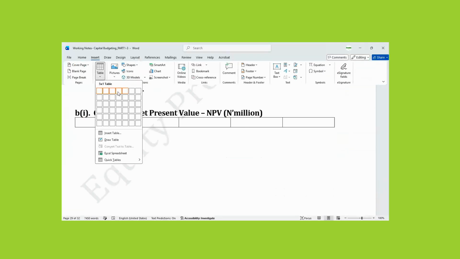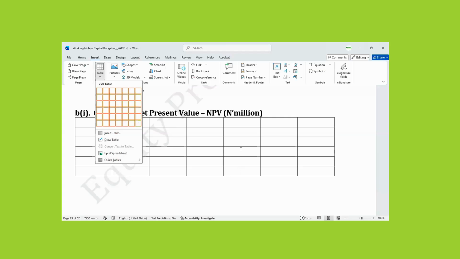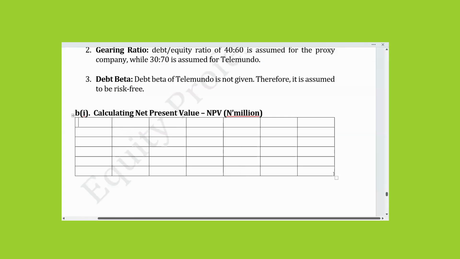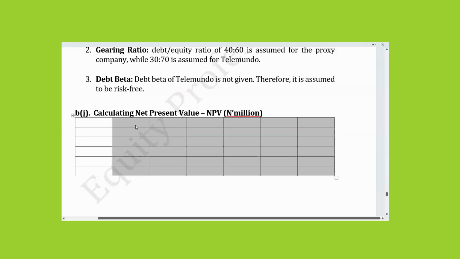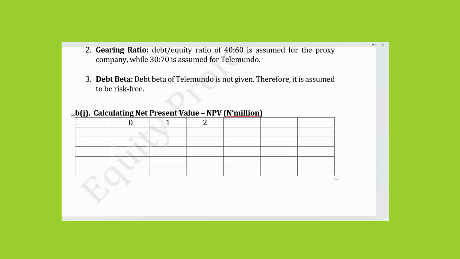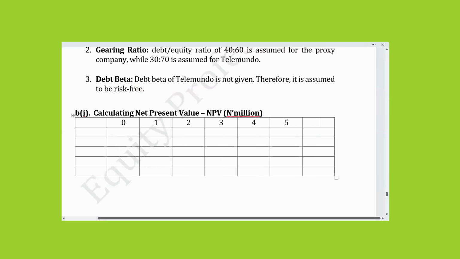Description, year 0, year 1, year 2, year 3, year 4, year 5. Then I will have an additional column for workings. So this will be for year 0, year 1, year 2, year 3, year 4, year 5. I need an additional column for workings.